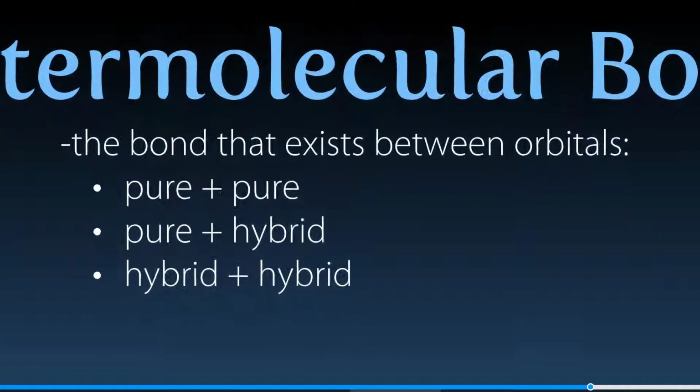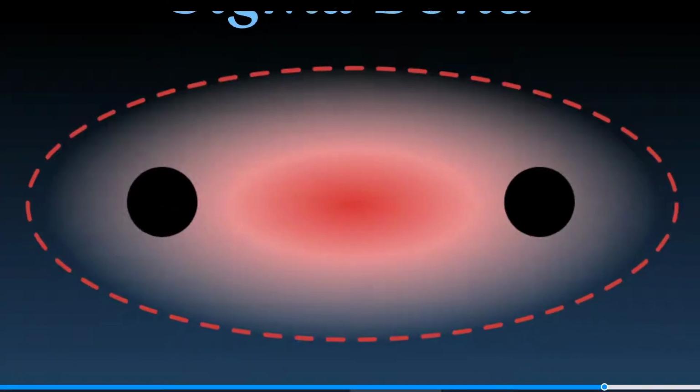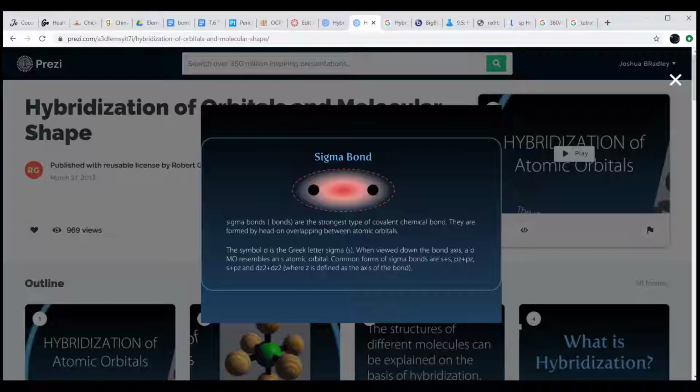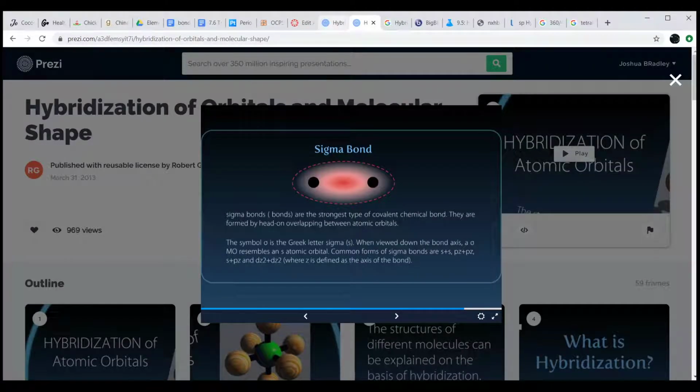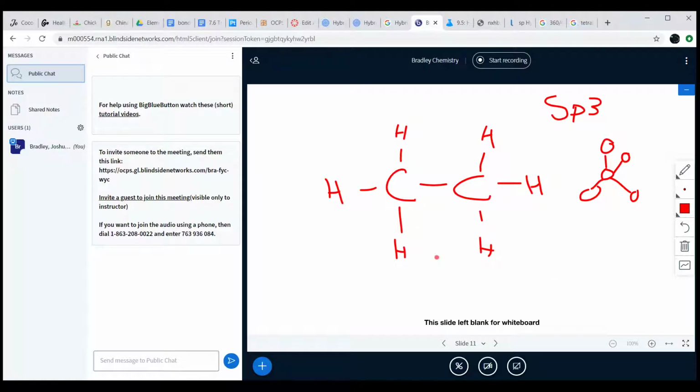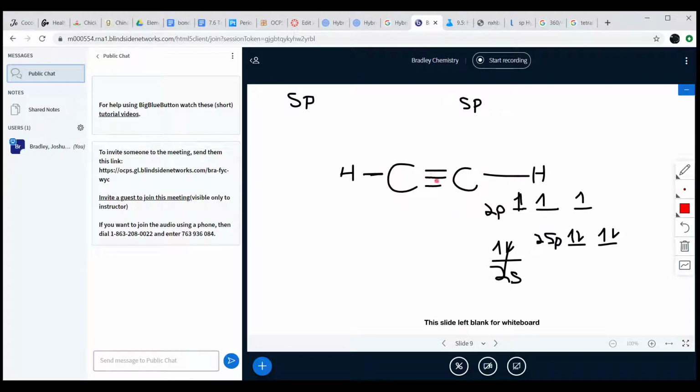Okay. Next, we're going to briefly talk about sigma bonds. Sigma bonds are the first bond that we get. When we go through this section, one thing that we're going to do is talk about sigma bonds and pi bonds. Sigma bonds are usually our sp hybridized orbital first. So when we talk about sigma bonds, we're always talking about the first bond that we get in an atom.